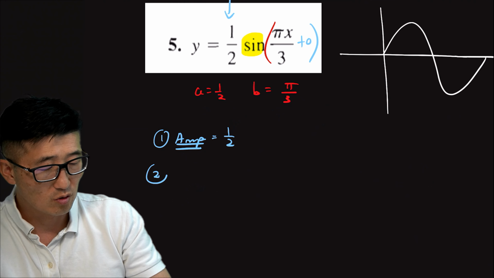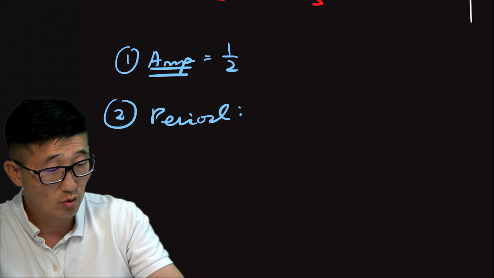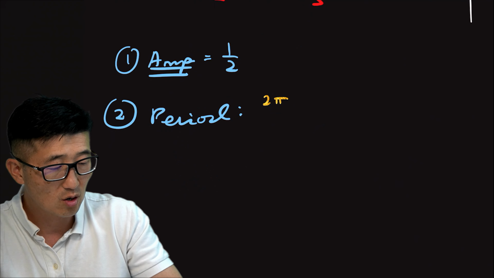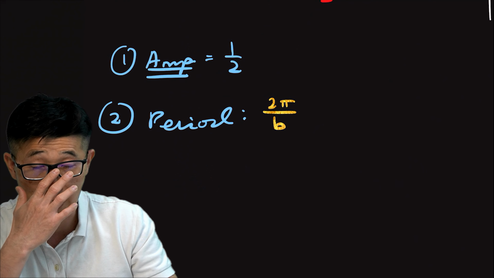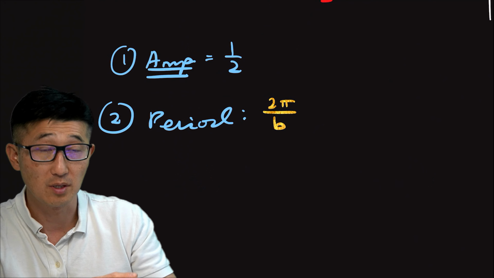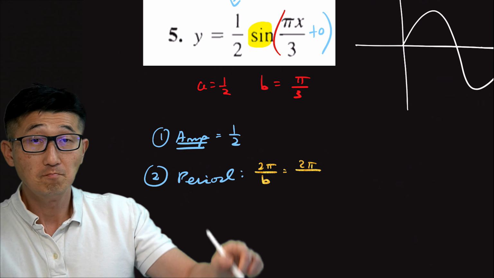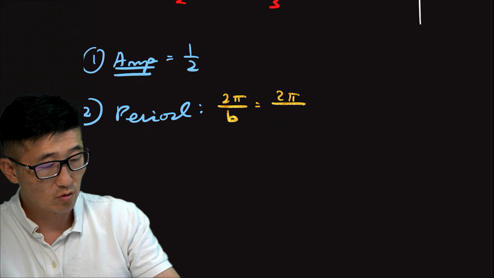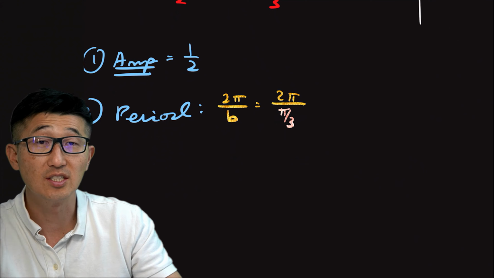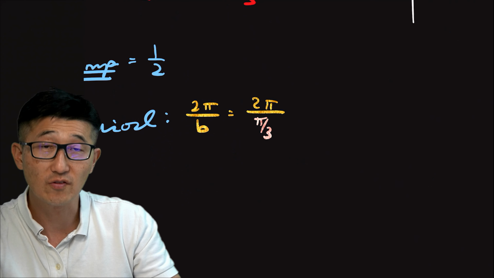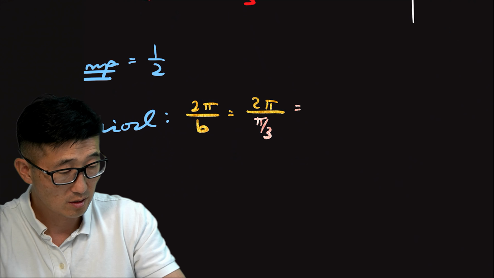Number 2, find your period. And how do you do that? You have to memorize this equation, 2 pi over b, for sine and cosine. So what is b in this case? It's pi over 3. So write 2 pi over pi over 3 and simplify it. Do you know how to simplify this? You take the pi over 3 and flip it and multiply it. So that'll become 6.